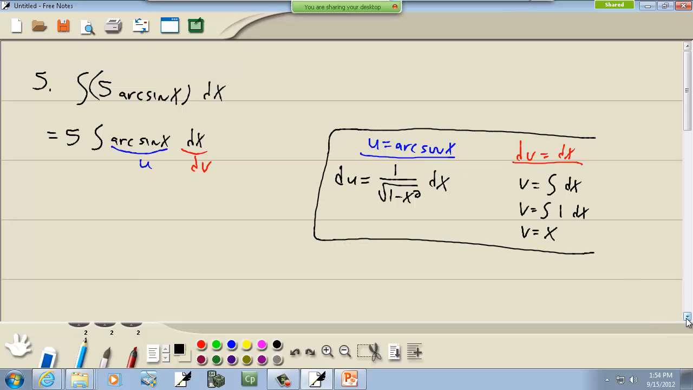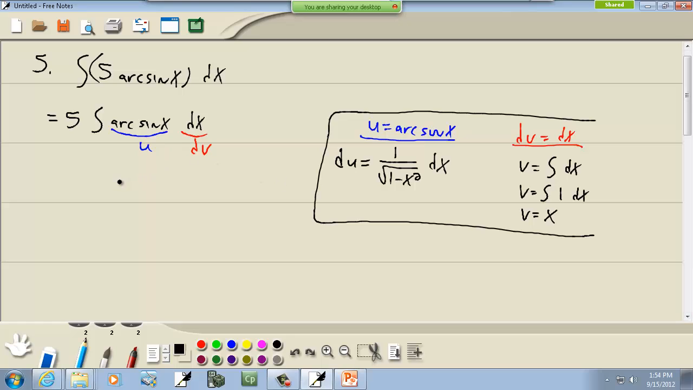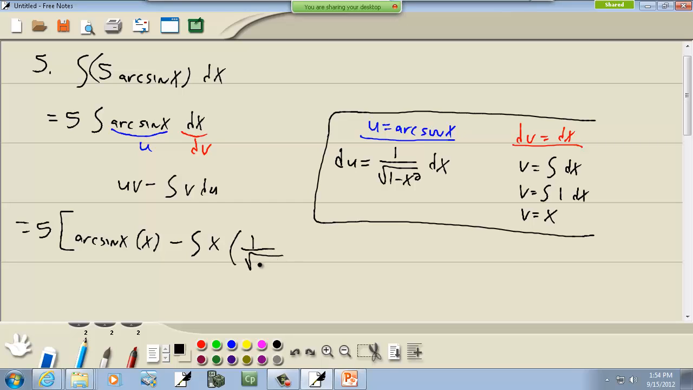So let's come over here. And we want to use uv minus the integral of v du. 5 remains out in front, times everything. U was arc sine. V was x. So multiplying that times x. Minus the integral of v, which was x, and du, which was 1 over square root of 1 minus x squared dx.